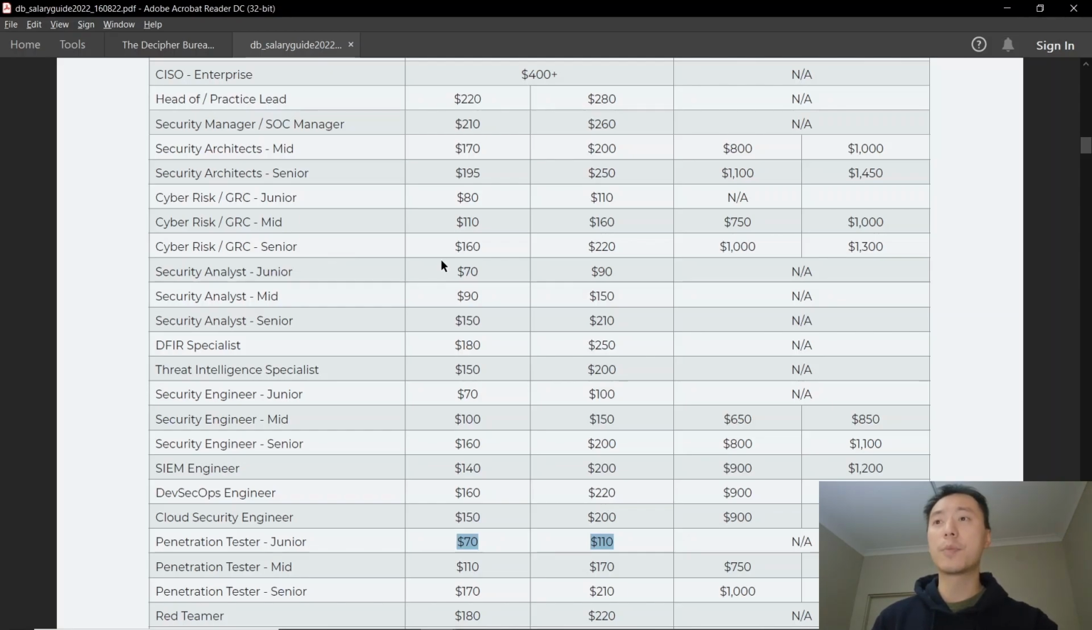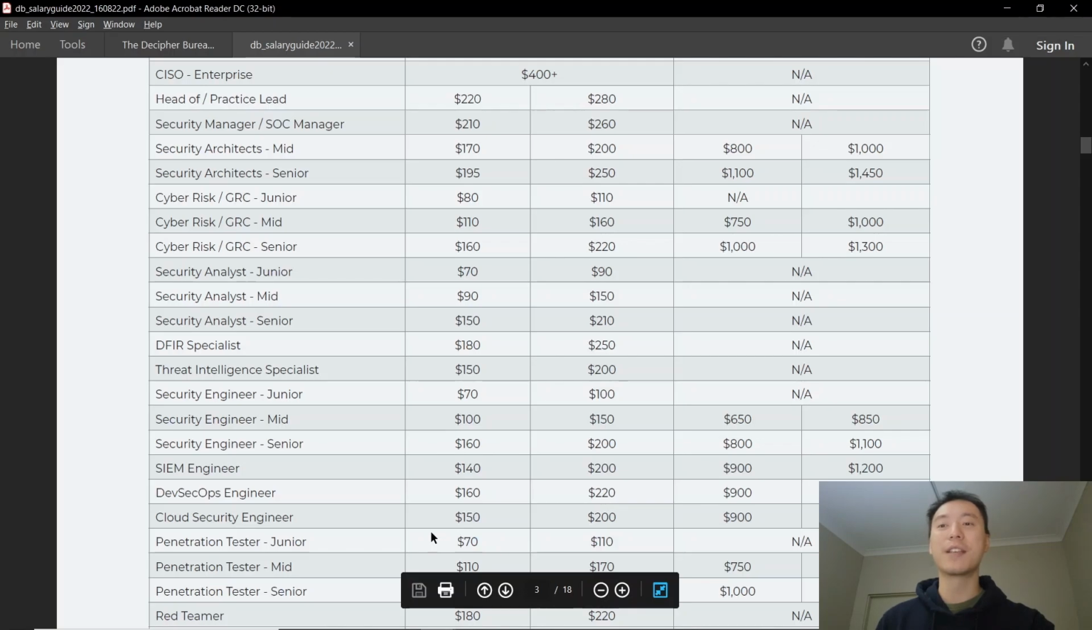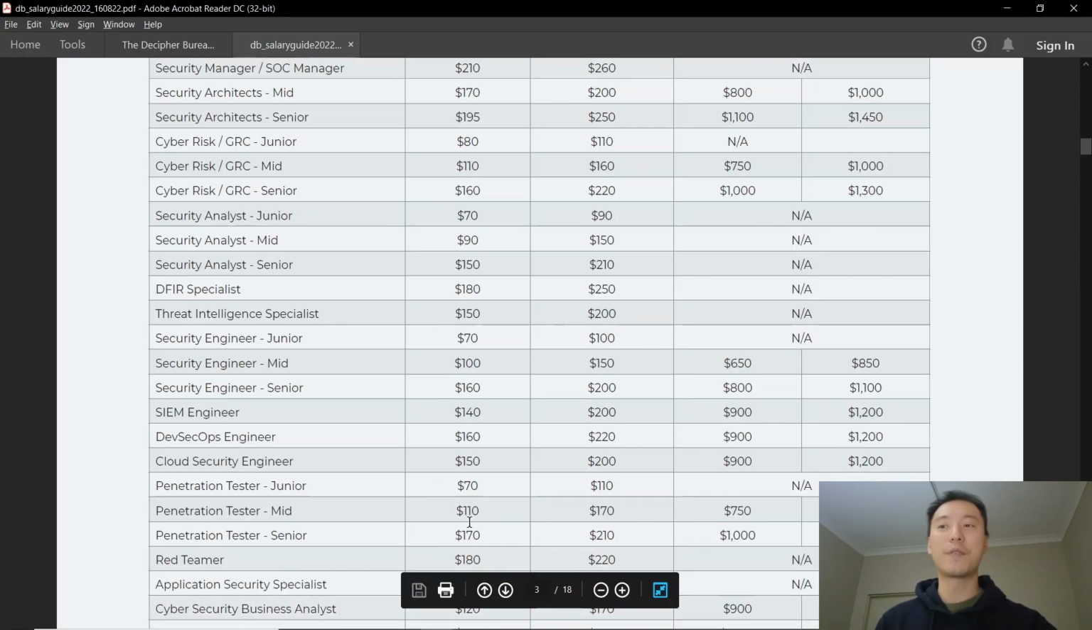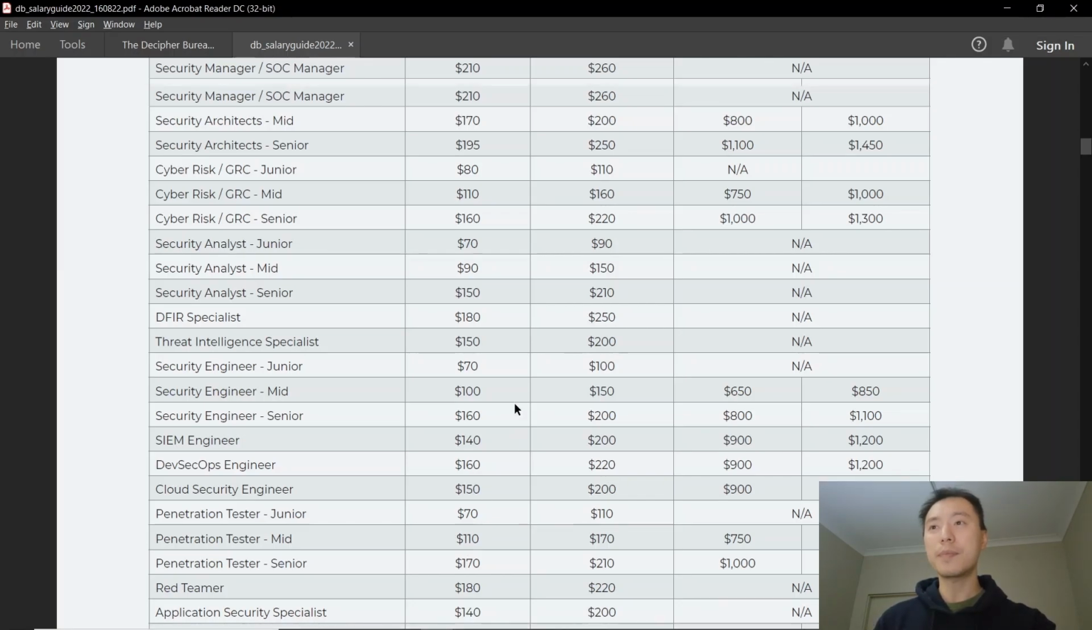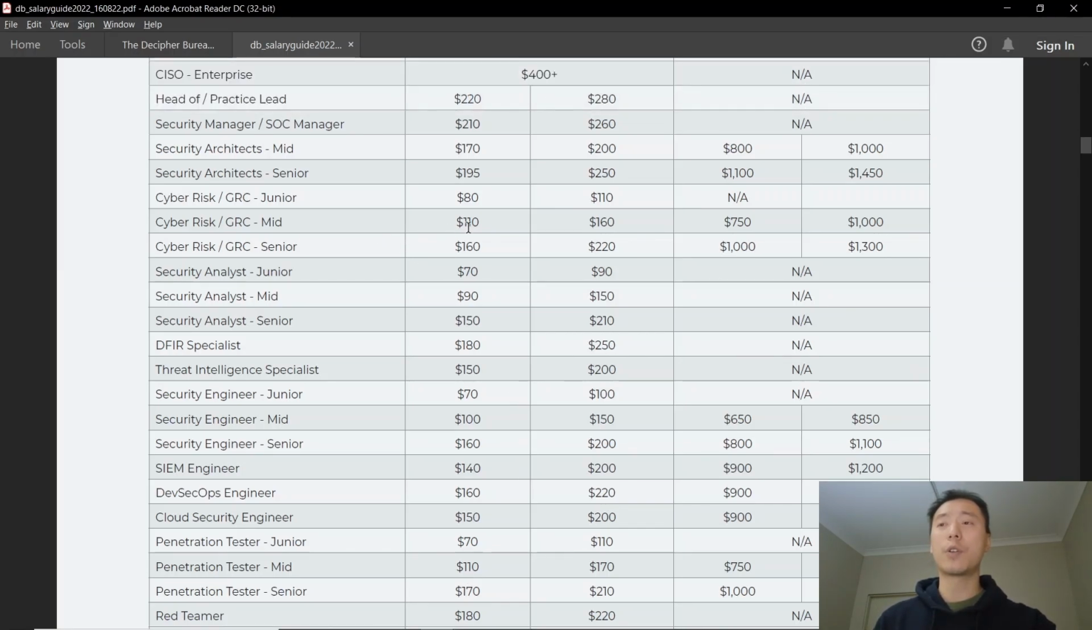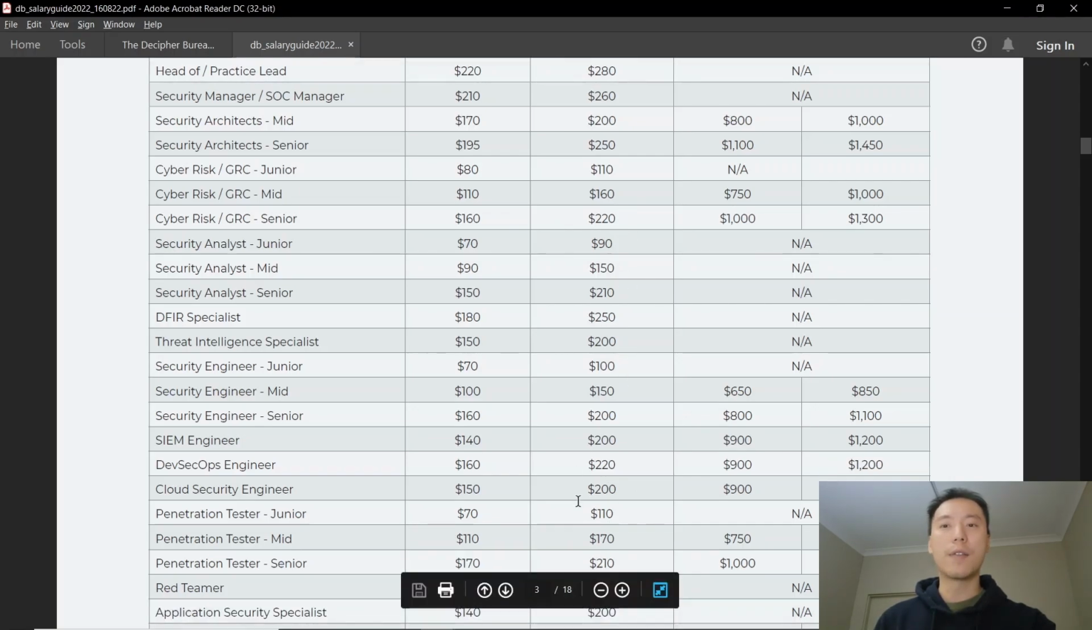GRC is a good way to get into cybersecurity, by the way, especially if you want to get into management, and there's not too much competition for GRC roles compared to penetration testing, because obviously people trying to get into cybersecurity, everyone wants to hack stuff, do penetration testing, but that's not always the easiest path into cybersecurity. So GRC is definitely a good option to consider, and you can see that the pay is pretty comparable and actually still slightly higher than penetration testing.